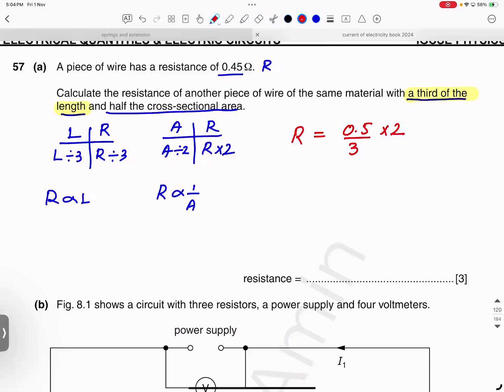That was 0.45. 0.30 ohms. Make sense? Make sense?